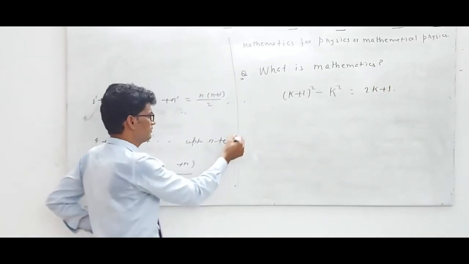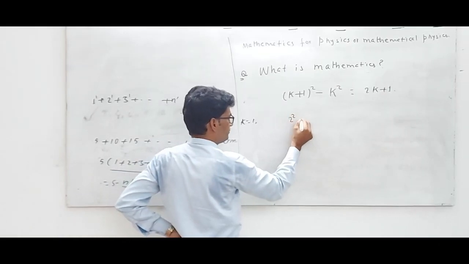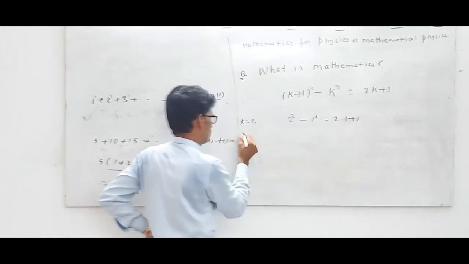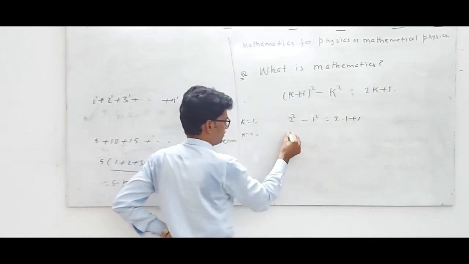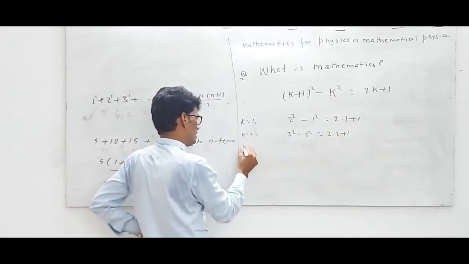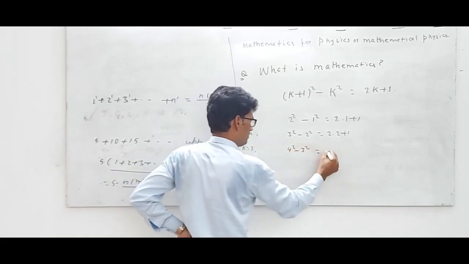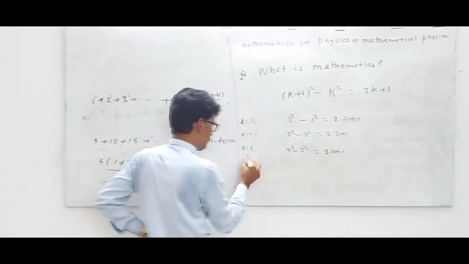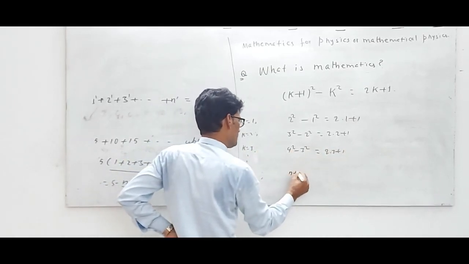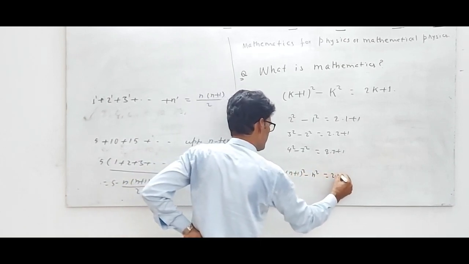In succession, take k is equal to 1. Put it here: 2 square minus 1 square equals twice into 1 plus 1. Take k is equal to 2: 3 square minus 2 square equals 2 into 2 plus 1. Take k is equal to 3: 4 square minus 3 square equals 2 into 3 plus 1, and so on and so forth. Take k is equal to n and put it here: n plus 1 whole square minus n square is equal to twice n plus 1.